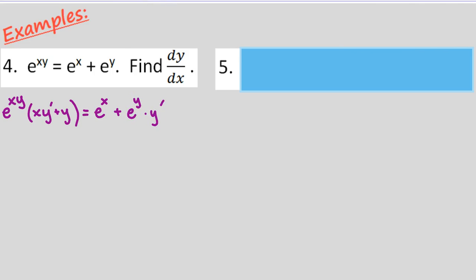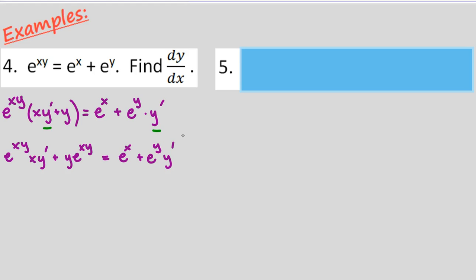Now, once again, we see y prime in multiple places. So we need to gather all of our y prime terms onto one side and all of our non-y prime terms onto the other side. But first we need to get rid of the parentheses. So we're going to distribute e to the xy times x y prime plus e to the xy times y. I'm going to put the y first. And then on the other side, e to the x plus e to the y times y prime.